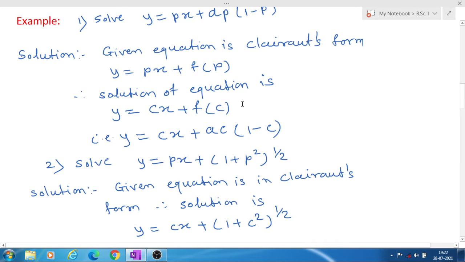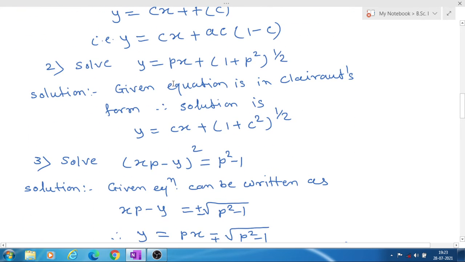Therefore, solution of this equation is y is equal to cx plus f of c. F of c means putting in f of p, p is equal to c. Therefore, solution is y is equal to cx plus a into c into bracket 1 minus c. Only put p is equal to c in the given equation.